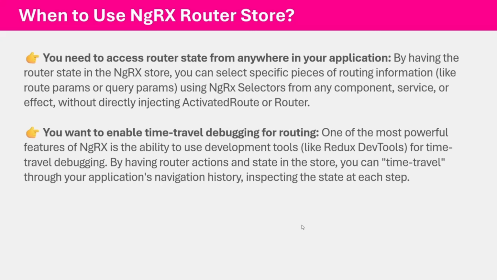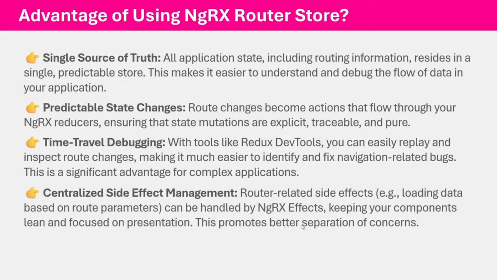Now let's talk about the advantages of using NgRx Router Store. So when we use NgRx Router Store for router state, all application state, including the routing information, resides in a single predictable store. And this makes it easier to understand and debug the flow of data in your application. Also, route changes become actions that flow through your NgRx reducers, ensuring that state mutations are explicit, traceable, and pure. Also, as we learned before, using NgRx Router Store, we can use developer tools like Redux DevTools for time travel debugging.